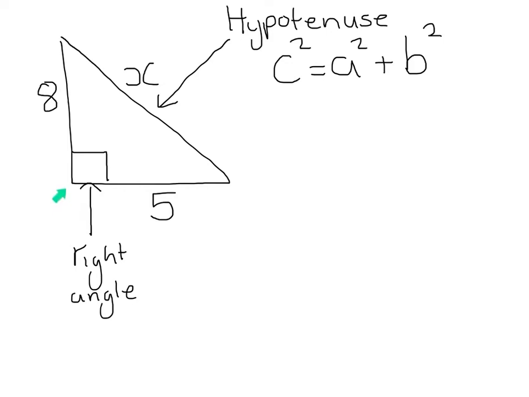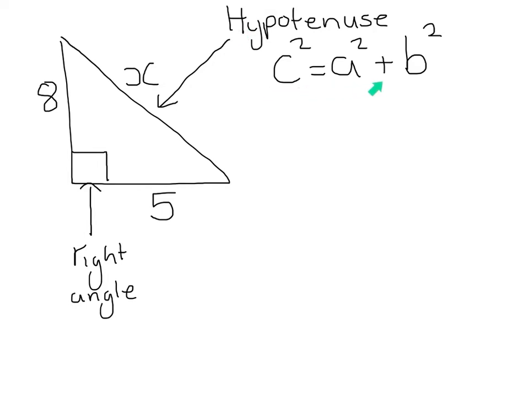Okay guys, this is a right angle, if you remember. Now, this little square here just shows that it's a right angle. Okay, we want to find x. So, the side that is opposite the right angle, which is this one, is always the hypotenuse. So we're going to be finding the hypotenuse.